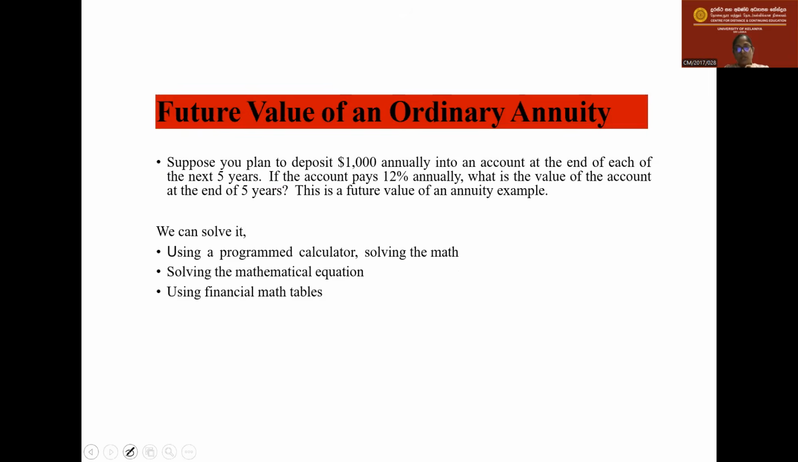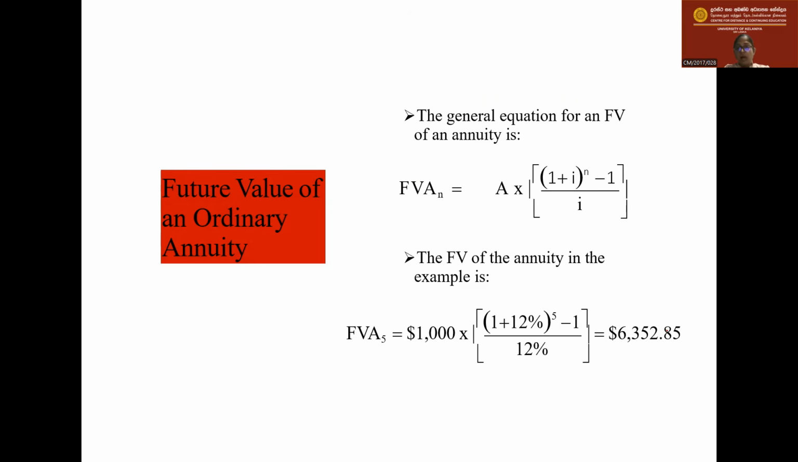But in this question, there is no hint about whether it's compounded other than annually. The 12% is just annual. It's not monthly applicable, it's not quarterly. But if it is, we have to adjust our I and our N accordingly. If it is monthly, what do you have to do? Divide I by M, and N you have to multiply by M. Whatever I is, you have to divide by M. Whatever N is, you have to multiply by M.